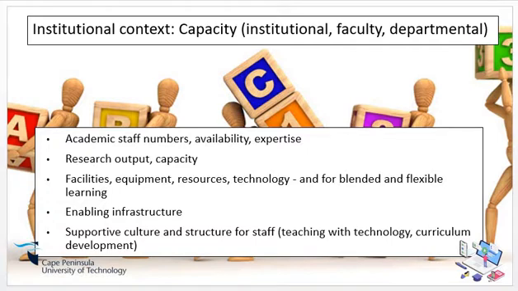Very important is the capacity and infrastructure to offer the program. Do we have the staff? Do we have the facilities? Do we have the equipment, the infrastructure, the supportive culture, and the structure for staff? So not only do we have the culture, but is there a structure for developing staff? Do they have access to training and technology use? Do they have access for curriculum development training?